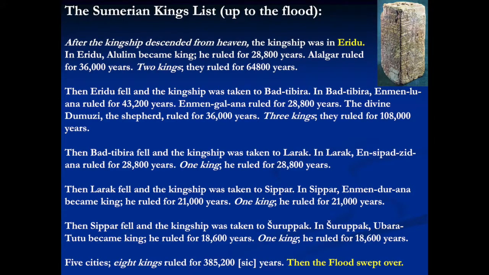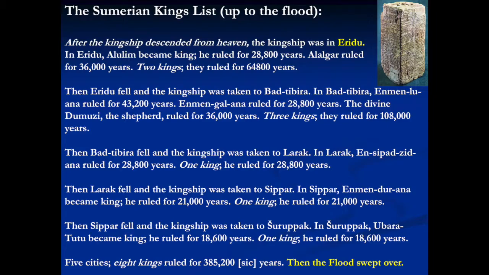The Sumerian Kings List, that's that prism I showed you before. This is a translation of it. Look at the way this is written. After the kingship descended from heaven, the kingship was in Eridu. That's the first city, and that appears to be historically accurate here. In Eridu, Alalum, which almost sounds like Adam, you wonder, became king, and he reigned for 28,800 years. Is anything fishy here? Yeah, probably.